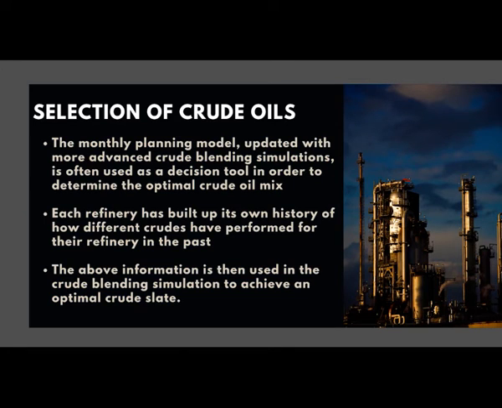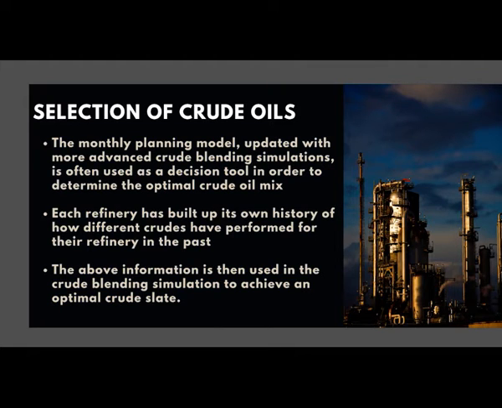After the selection of the crude oil, the crude procurement and the logistics departments have to secure the crude and schedule them for delivery. The monthly planning model, updated with more advanced crude blending simulations, is often used as a decision tool in order to determine the optimal crude oil mix. Many refineries have complex facilities to blend the crude oil, either tank blending or line blending facility. Each refinery has built up its own history of how different crude oil have performed for their refinery in the past. The above information is then used in the crude blending simulation to achieve the optimal crude slate.